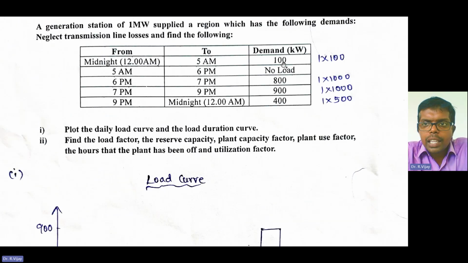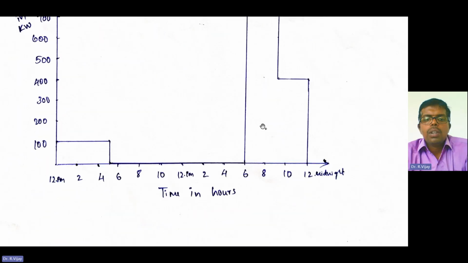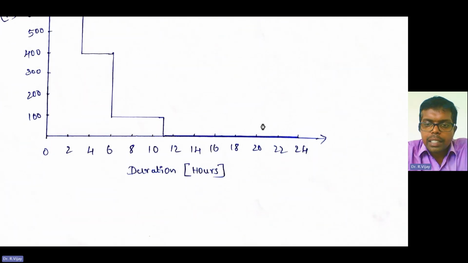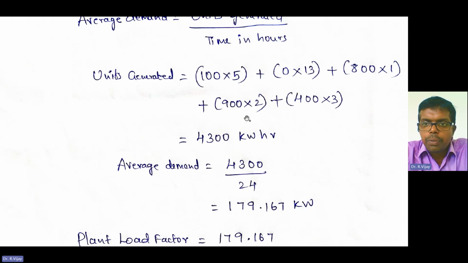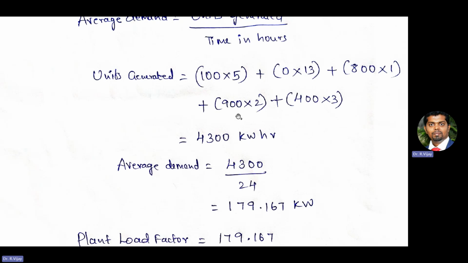So 100 kilowatt into 5 hours, so 100 into 5, plus next there is no load, so here you can also write 13 into 0, plus 800 into 1, plus 900 into 2, plus 400 into 3. Like that you need to add, and you will get the units generated. That is how we did it. The units generated we got as 4,300 kilowatt hours.